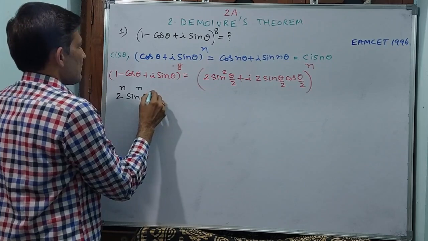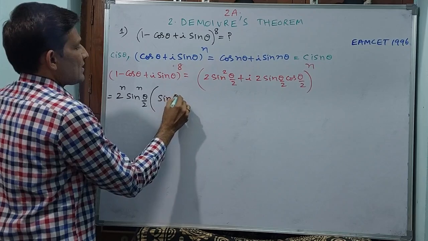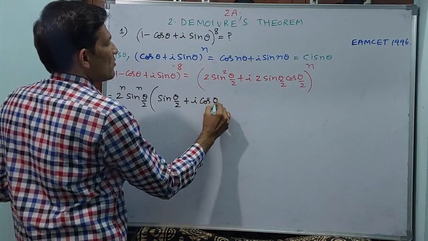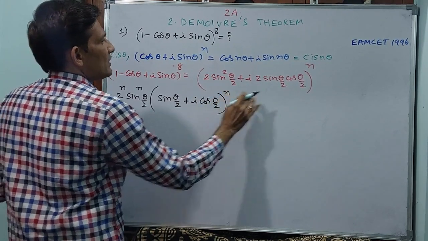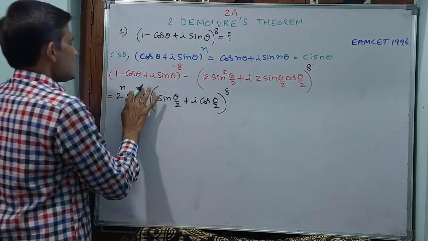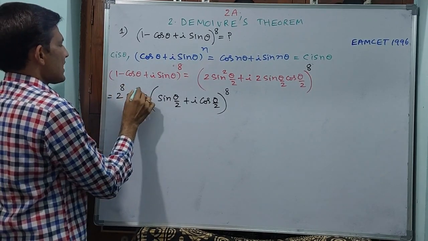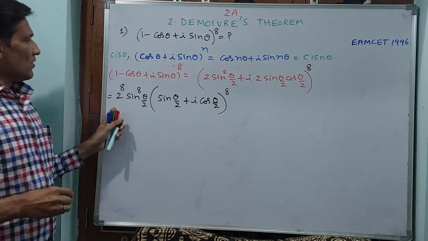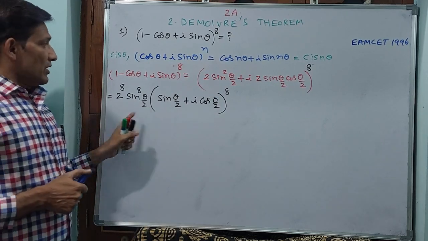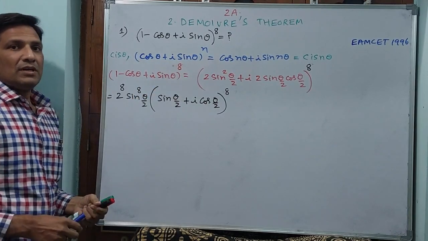Then what will happen afterwards? It will be like this: 2 sin has gone, only sin theta by 2 will be there, plus i, 2 sin has gone, cos theta by 2 will be there, power n. This n I always write, because you have to write 8 here. If it is 8, here also 8 will come: 2 power 8 sin to the power of 8. Why? Because n is 8 here. Now you see, even now it is not in the standard form of cos theta plus i sin theta by 2. Then what are you going to do?